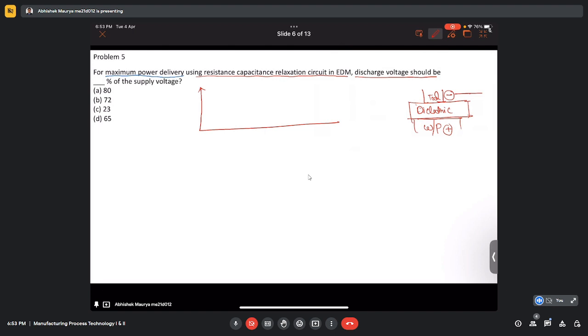So if we want to generate arc, and we are going to use some power source, let's say we have some power source, something like this. Can we use some battery? As I told, we need negative charge on the tool and positive charge on the workpiece. Then definitely you can think, why don't we just take a battery and connect the negative terminal of the battery with the tool and the positive terminal of the battery with the workpiece.